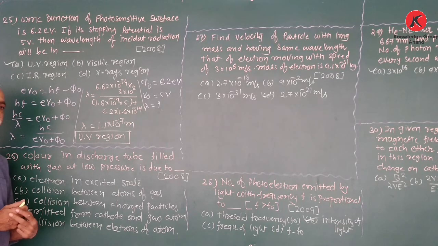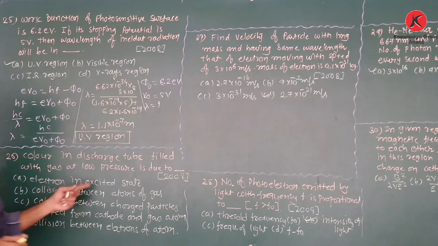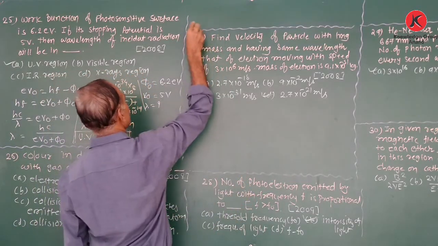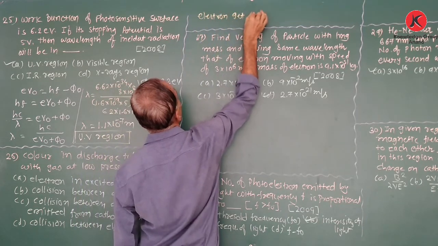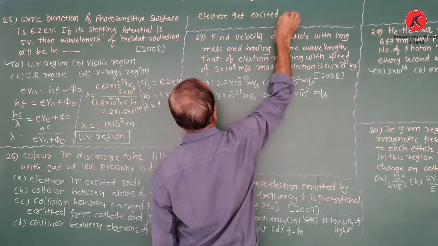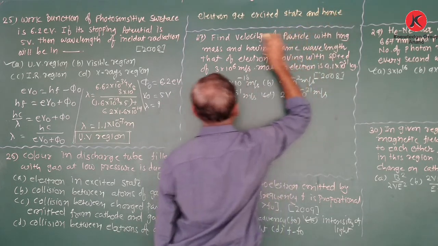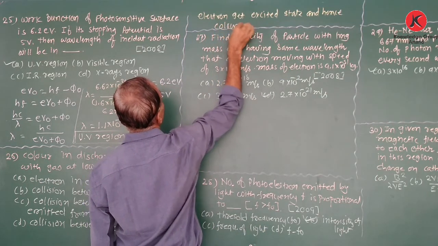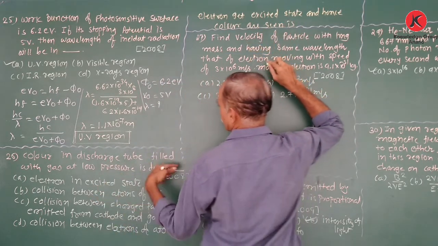Actually here, the color in a discharge tube filled with a gas at low pressure is due to electrons getting excited, and hence the colors are seen. So the result is that electrons get excited and hence colors are seen in the discharge tube.